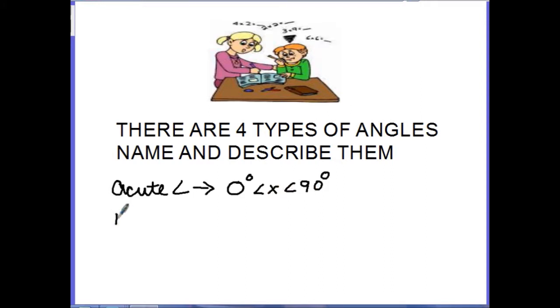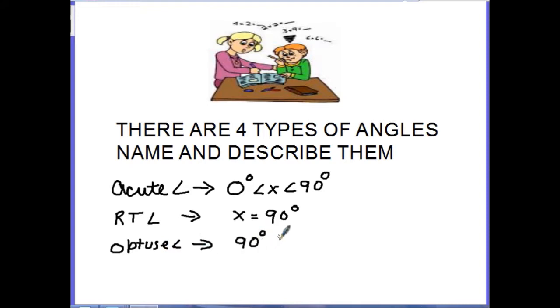And then we're going to have a right angle. A right angle is exactly 90 degrees. Our third type of angle is going to be an obtuse angle. For our obtuse angle is going to be measured in between 90 degrees and 180 degrees. So our angle measurement is greater than 90, but it's less than 180. And our last type of angle is going to be a straight angle. A straight angle is going to be measured exactly 180 degrees and forms a straight line.